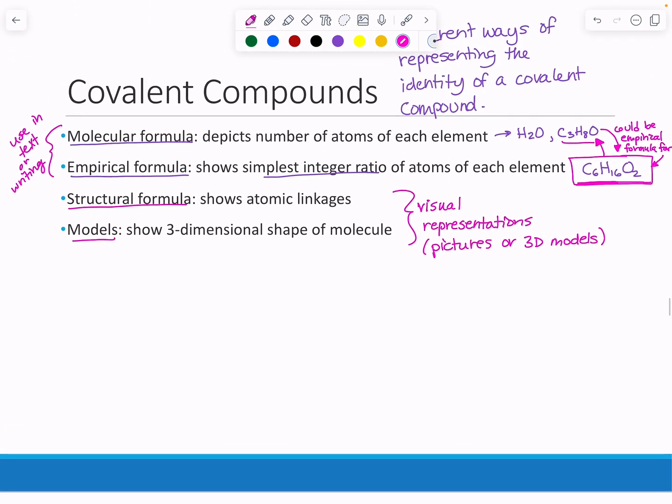These show not just what atoms are there, but who's bonded to who, and then they can show the shape. Our molecular and empirical formulas only tell us what's there and how many are there, and the structural formulas and models show us how atoms are arranged: who's bonded to who and where they go in space.